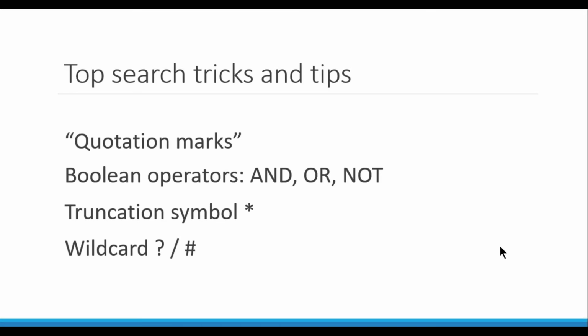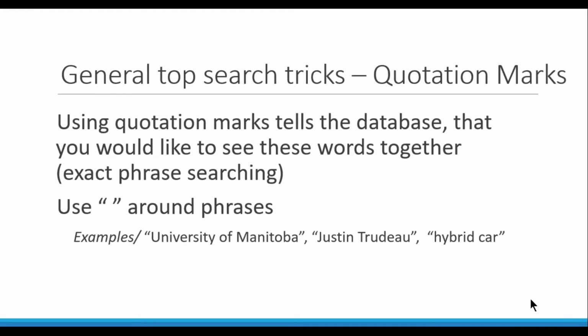Now, before we go into the database searching, we're going to cover a few of the top search tricks and tips. So we'll cover using quotation marks, Boolean operators, truncation symbols, and wildcards. So most databases use quotation marks to tell the database that you would like to see these words together. So it would be an exact phrase. So we have some examples where we want University of Manitoba to be together as a phrase, hybrid car, and this can focus your results a little bit more if you use quotation marks. So that's fairly common that most databases will have that particular feature.